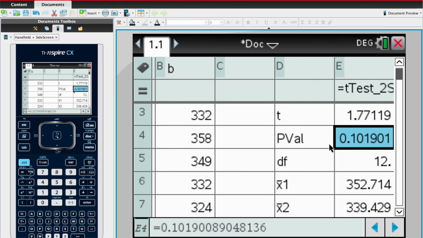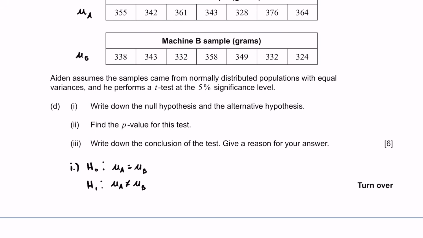All right, here's our p-value, 0.1019. So going back to the document, we'll write this out. So this is part 2. P-value is equal to 0.1019, or I guess we could say 0.102. All right.